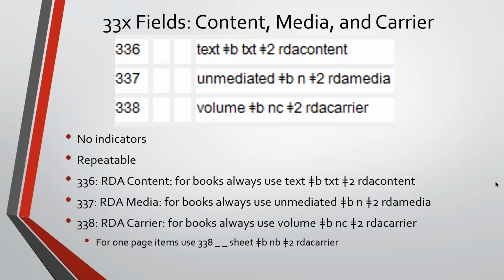So I've got kind of your basic setup here. 336 for contents is text, unmediated, which means there's no device used to interpret this material. Audio-visual materials, for example, are going to have something different here. And then we have volume for a book, as opposed to, say, sheet for something that's an individual page, like a flyer or a poster.